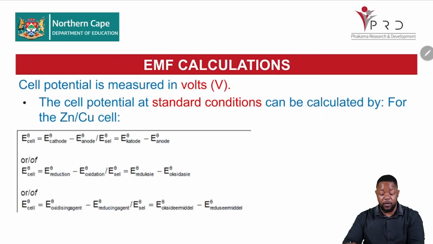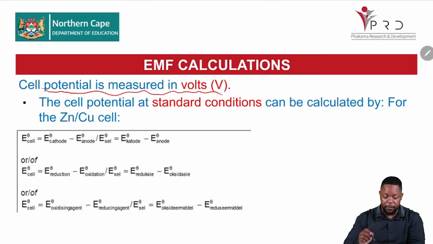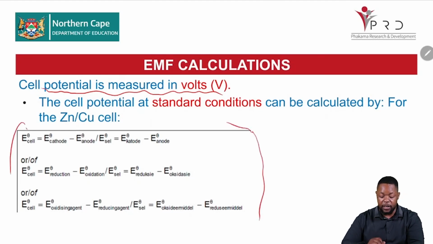Now, EMF calculations. We need to be able to calculate the EMF, the cell potential of the cell in volts. Now, in your data sheet, you'll be given this part. You will see this part on your data sheet. Just before we use it, I just want to talk about how it can remind you of a number of concepts that we have talked about.